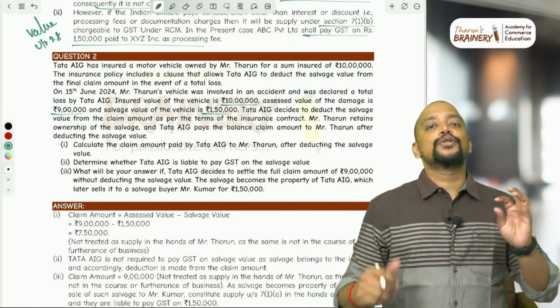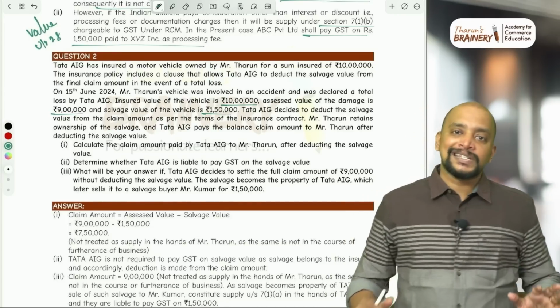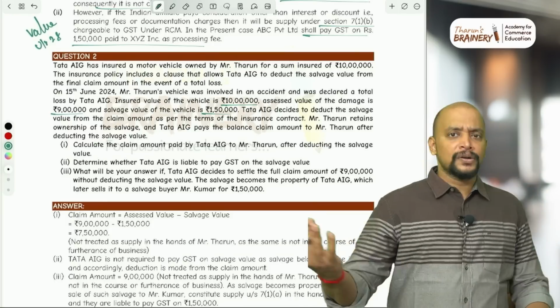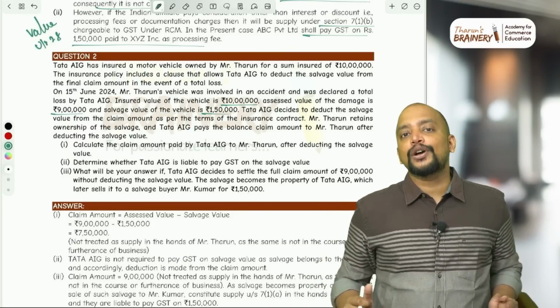No, because it is not in the course or furtherance of his business. So on that 1,50,000 there won't be any GST. And whether the insurance company is required to pay any GST on that sale? No, the insurance company, why will it pay? Because that salvage is owned by the insured, so the insurance company also will not pay.